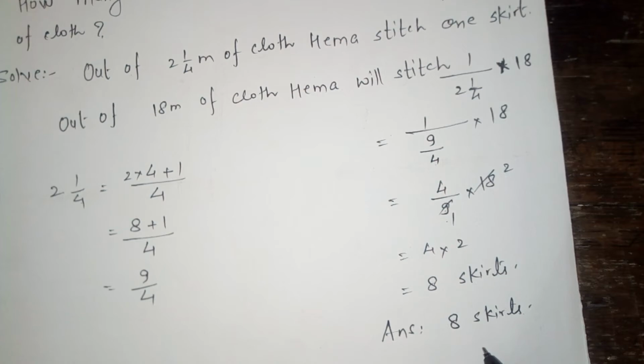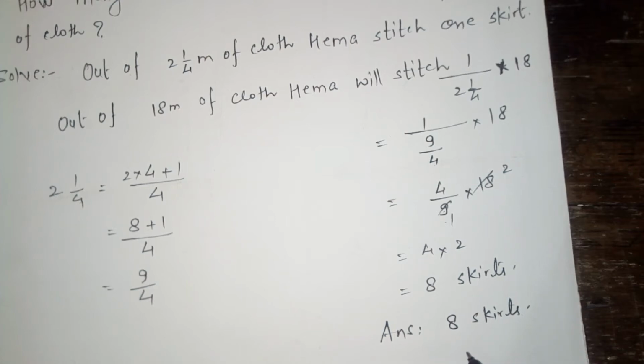So your answer is, out of 18 meter of cloth, Hema will stitch how many skirts? That is 8 skirts. Your required answer is 8 skirts. Okay.